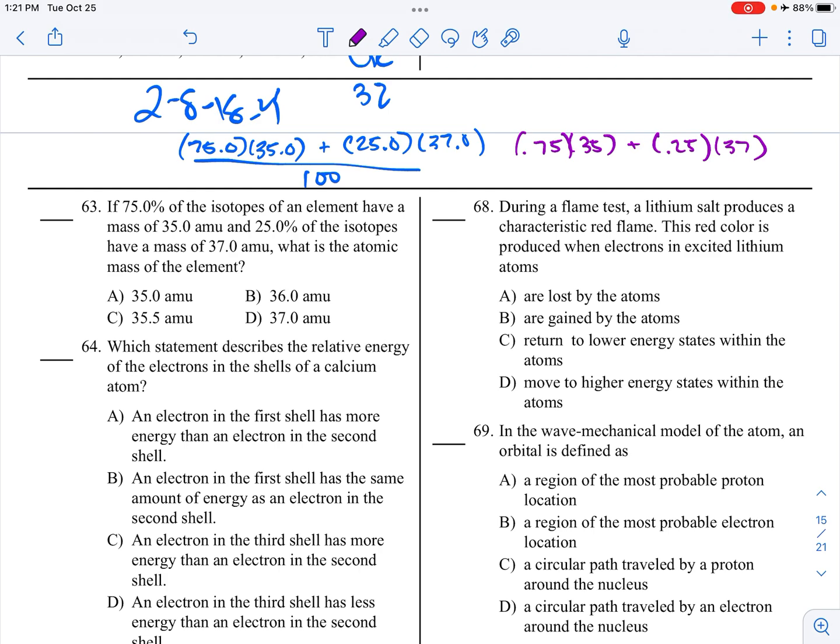0.75 times 35 is 26.25. 0.25 times 37 is 9.25. Add them together, you get 35.5.